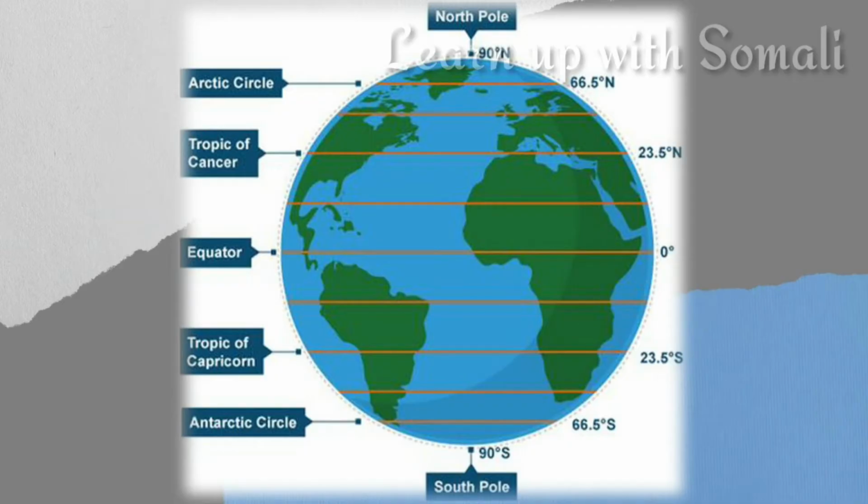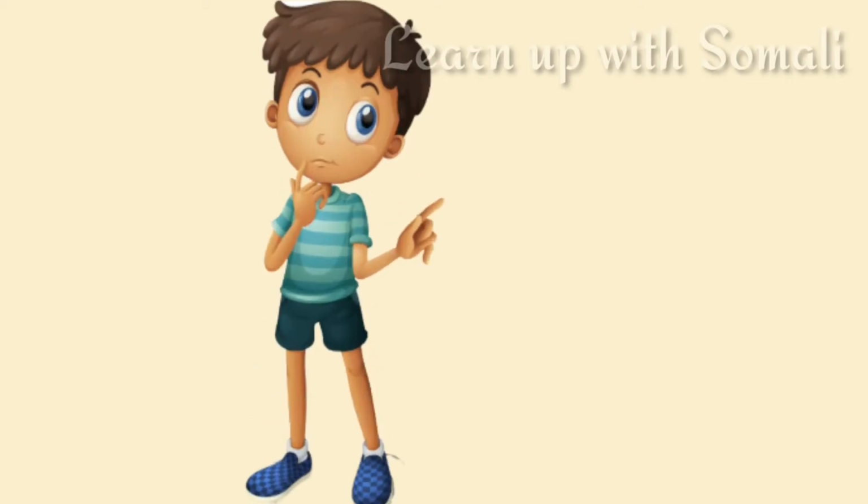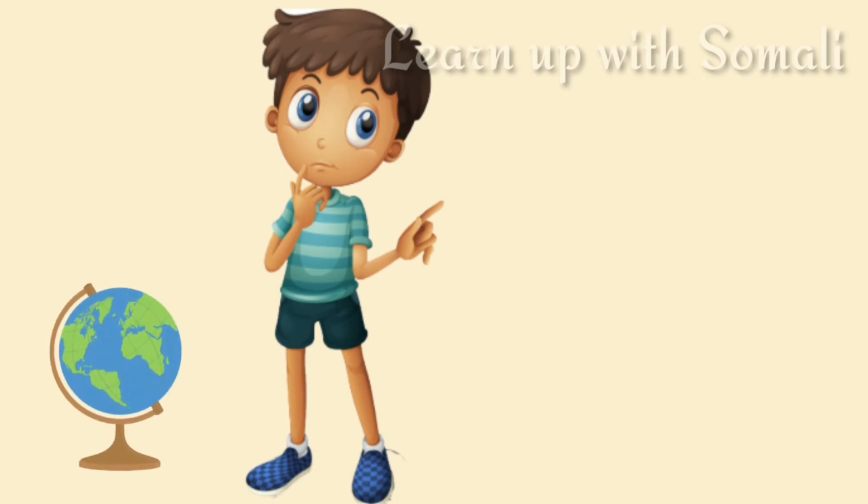On the globe, we can see various imaginary lines like the equator in the center, the Tropic of Cancer, the Tropic of Capricorn, the Arctic Circle, and the Antarctic Circle. The various horizontal lines present on the globe at various degrees are called latitudes, and the vertical lines on the globe are called longitudes. However, it is not possible to show all the places on a small globe.